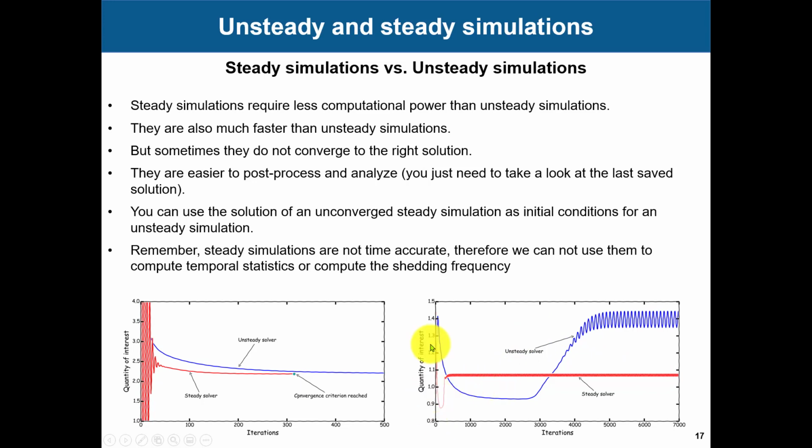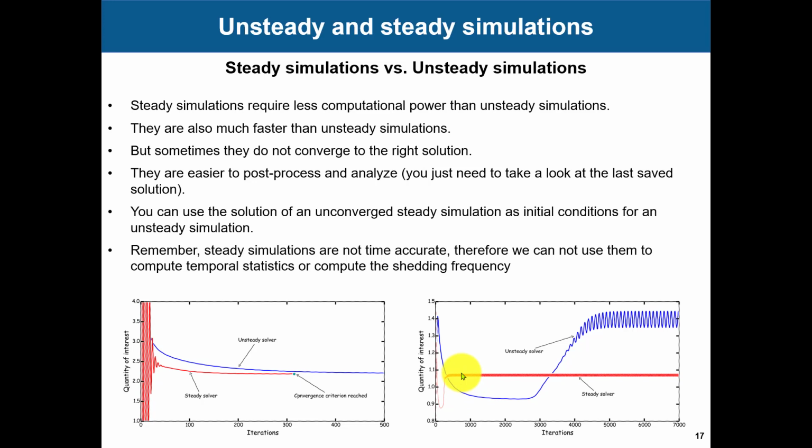So probably what you can do here is run this one, stop after 1,000 iterations, really fast, and then use this solution as an initial solution for this one. So you can switch from steady to unsteady and keep iterating. This is a big advantage of steady solvers. They are really fast, but it's not guaranteed that they will capture the unsteadiness.